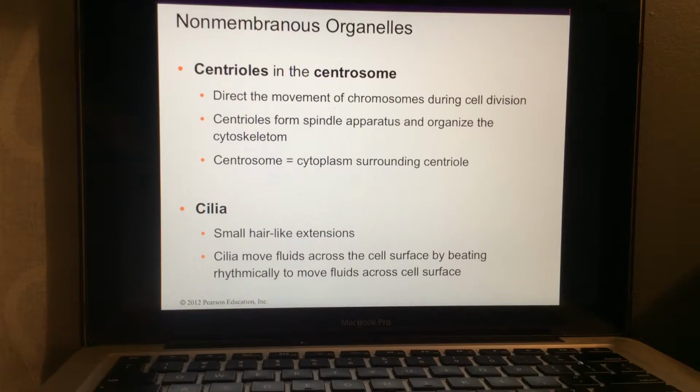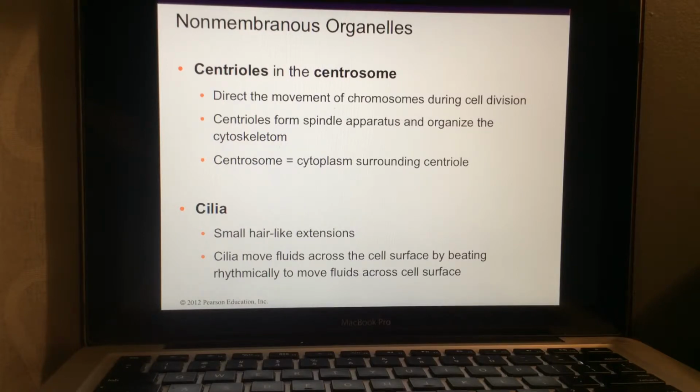The centrioles in the centrosome are important in cell division. They help direct the movement of chromosomes, and the centrioles will form the spindle apparatus and organize the cytoskeleton. They look like very cylindrical structures composed of short microtubules.